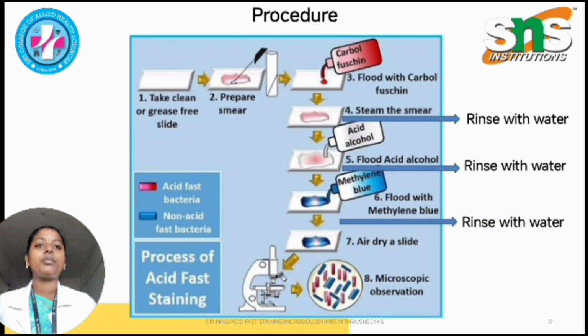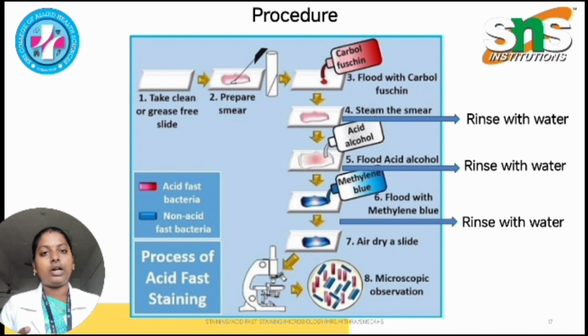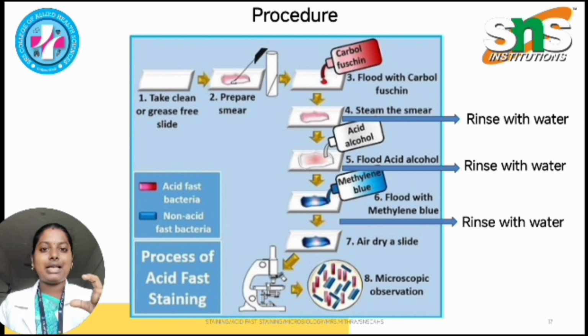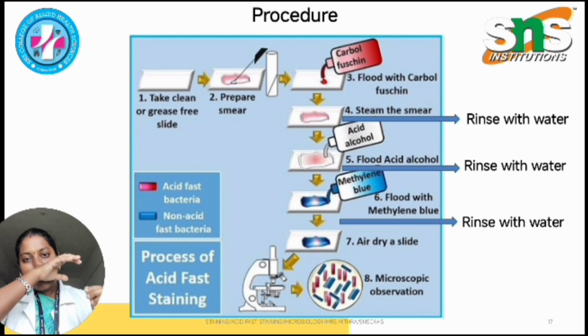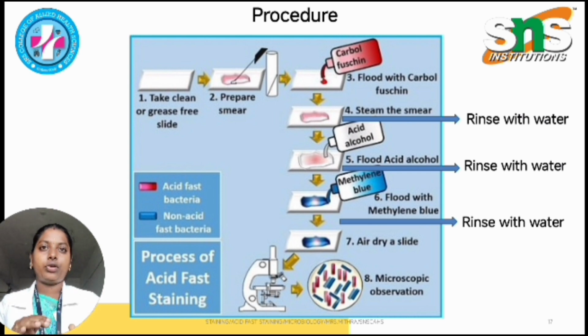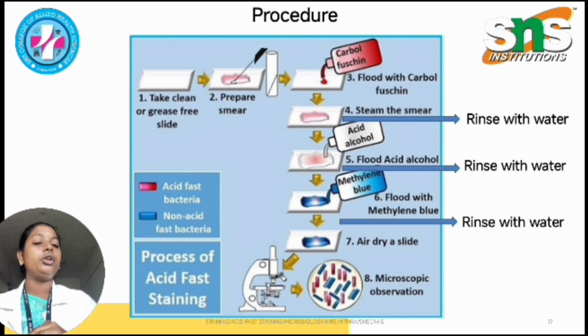So coming to the procedure, just note it down. You want to take a clean and grease-free glass slide, because this staining procedure is performed on a glass slide. Take a glass slide on which you need to prepare a bacterial smear. It should be a fresh culture, because fresh culture has the ability to grow and reproduce newly. So for staining purposes, we need to use a fresh bacterial culture. On that glass slide, we need to prepare a bacterial smear with the help of an inoculation loop.